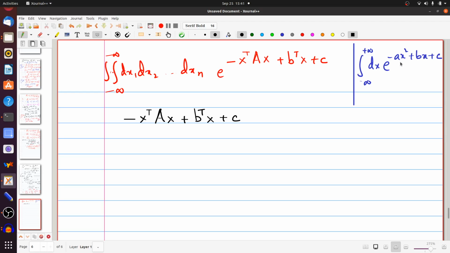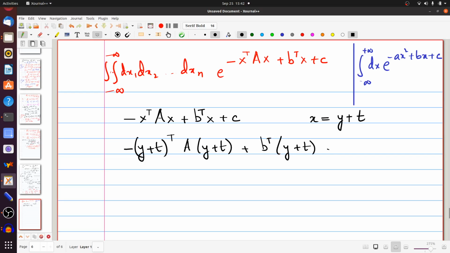Here also, remember, completing the square was essentially done to get rid of the bx term. So here, let me assume that we are going to write x as y plus some column vector. So x is a column vector with n variables, so is y, but you add some constant vector to this. Let's call that constant vector, for want of a better name, t. So if I substitute here, I get minus y plus t transpose A y plus t plus b transpose y plus t plus c. That's what our exponent is.